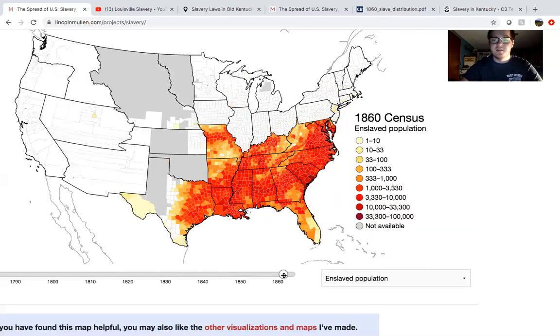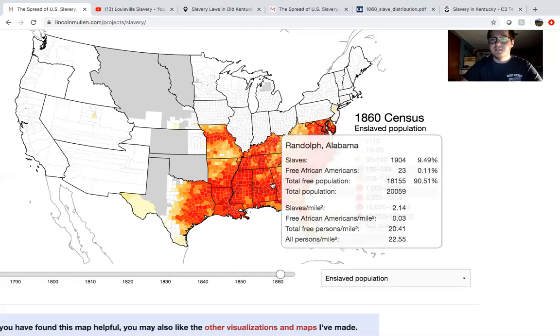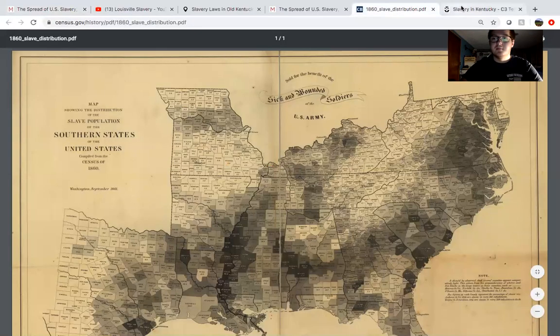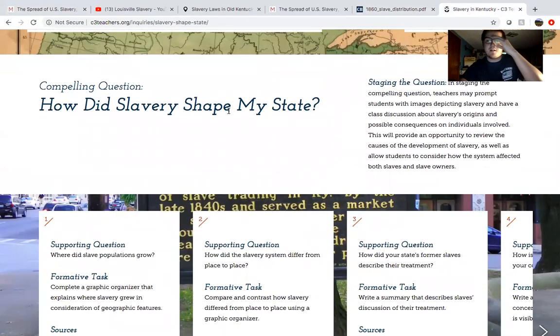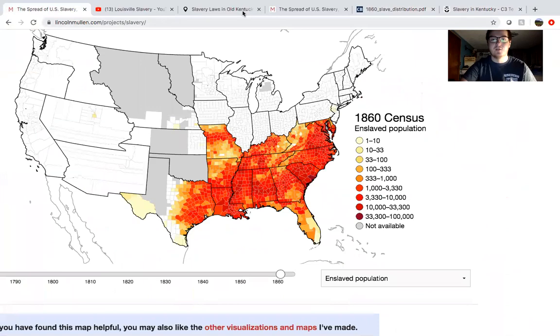Let's just fast forward to 1860. It's pretty blatant to see how the difference in ideologies led to the Civil War. And let's go back to our supporting question or compelling question. How does slavery shape my state? Of course, we're looking at Kentucky. Supporting question, where did slave populations grow? Let's go back to our graphic organizer.